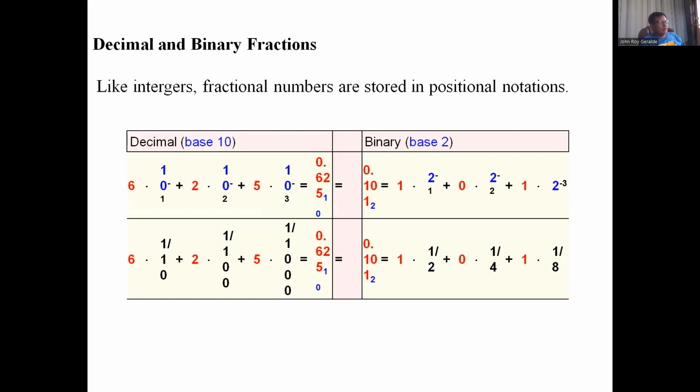Okay. How about fractions? Anyone? How do we represent fractions?